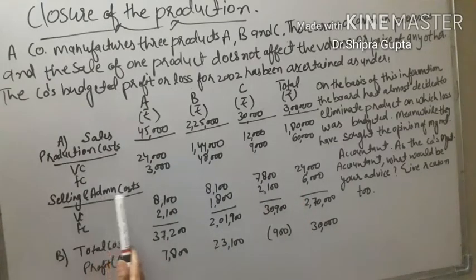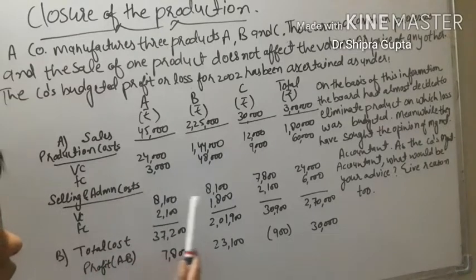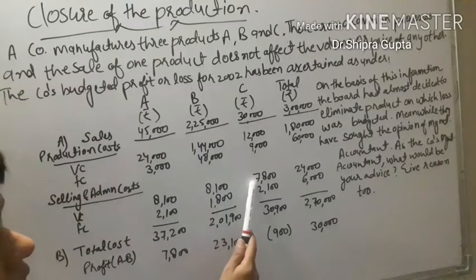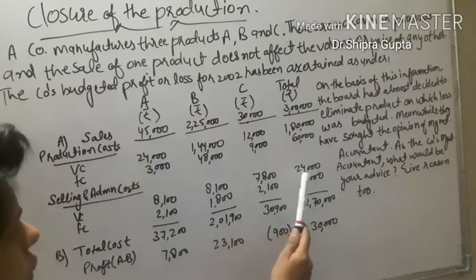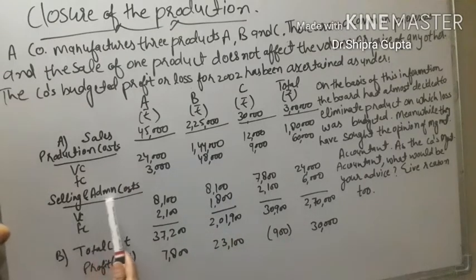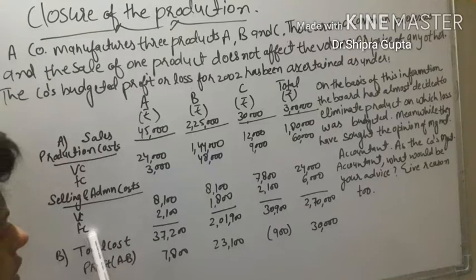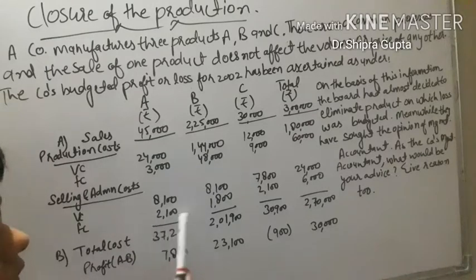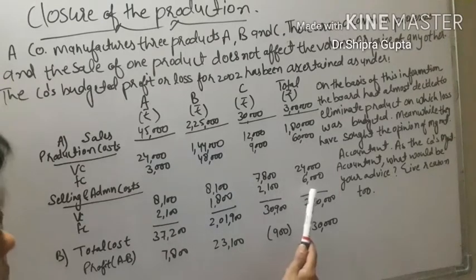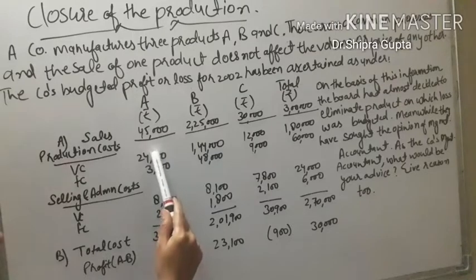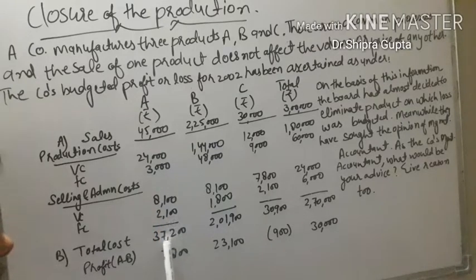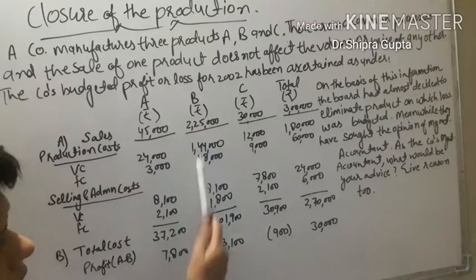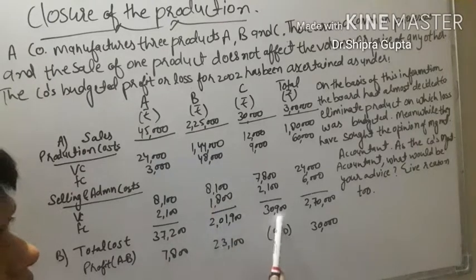Now selling and admin cost. Variable cost is 8,100 for A, 8,100 for B and 7,800 for C, and its total is 24,000 variable cost for selling and administration cost. Now fixed cost is 2,100 for A, 1,800 for B, 2,100 for C, and its total is 6,000 overall. Now total cost: total production cost and total selling and admin cost, and its total is 37,200 for A, then for B and for C.